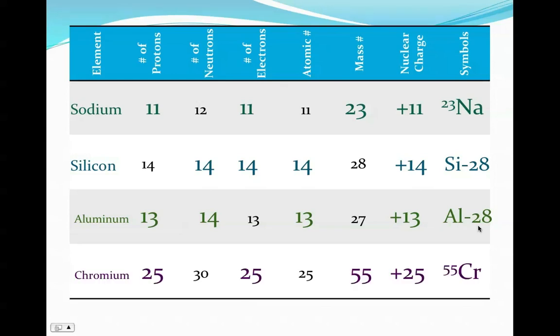And then I can show aluminum 28 in this symbolic form. And then finally I have chromium. By using the atomic number, I can get my protons and electrons and nuclear charge, and then I can get my mass number by adding my protons and neutrons to get 55. Again, here's a way to represent chromium 55.